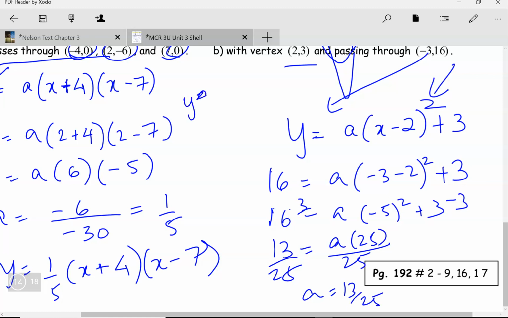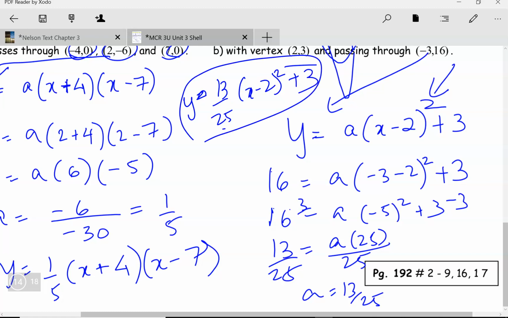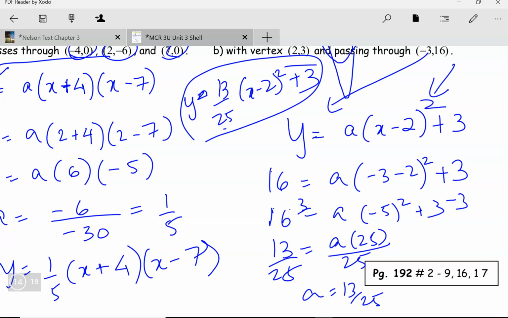So y equals 13 over 25 times (x minus 2) squared plus 3 is my equation of the parabola. So let's give the homework a quick check. I told you, record time, 11 minutes and we're done. But there's a bunch of homework, so I won't be doing all of it, maybe just the hard ones.